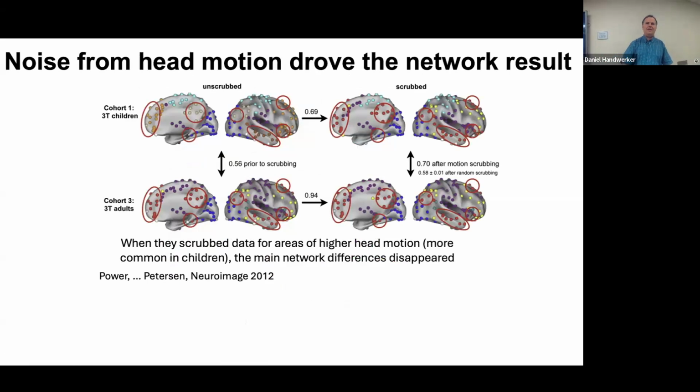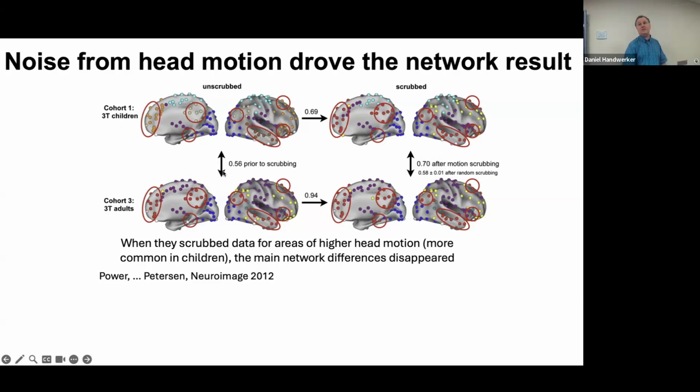The trouble is they realized, as I mentioned earlier, younger kids move their heads more in the scanner. I know it's sometimes shocking, but yes, younger people tend to wiggle more. And if they essentially remove the areas of high motion, so they essentially unscrub, this is the data they presented. And the correlation between the children and adults was 0.56.